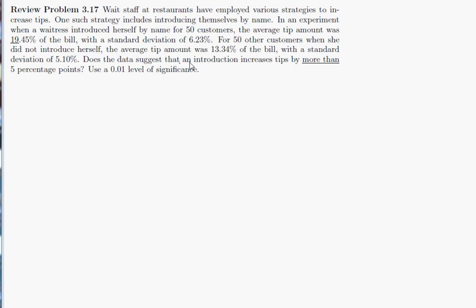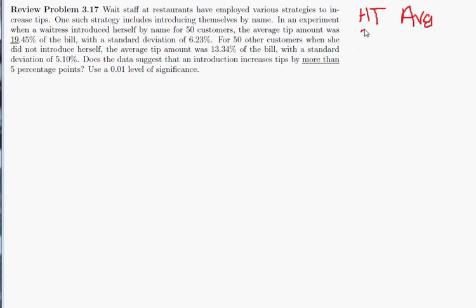Before we get started, we notice that we're looking for an increase of more than 5, and also that the average tip amount is 19.45, so that's a slight change perhaps from what you have in the write-up in your notes. So let's start classifying this. This is a hypothesis testing problem, and this involves an average. This is not a rate, even though the word percentage is used in the problem. The question is the average amount of the tip.